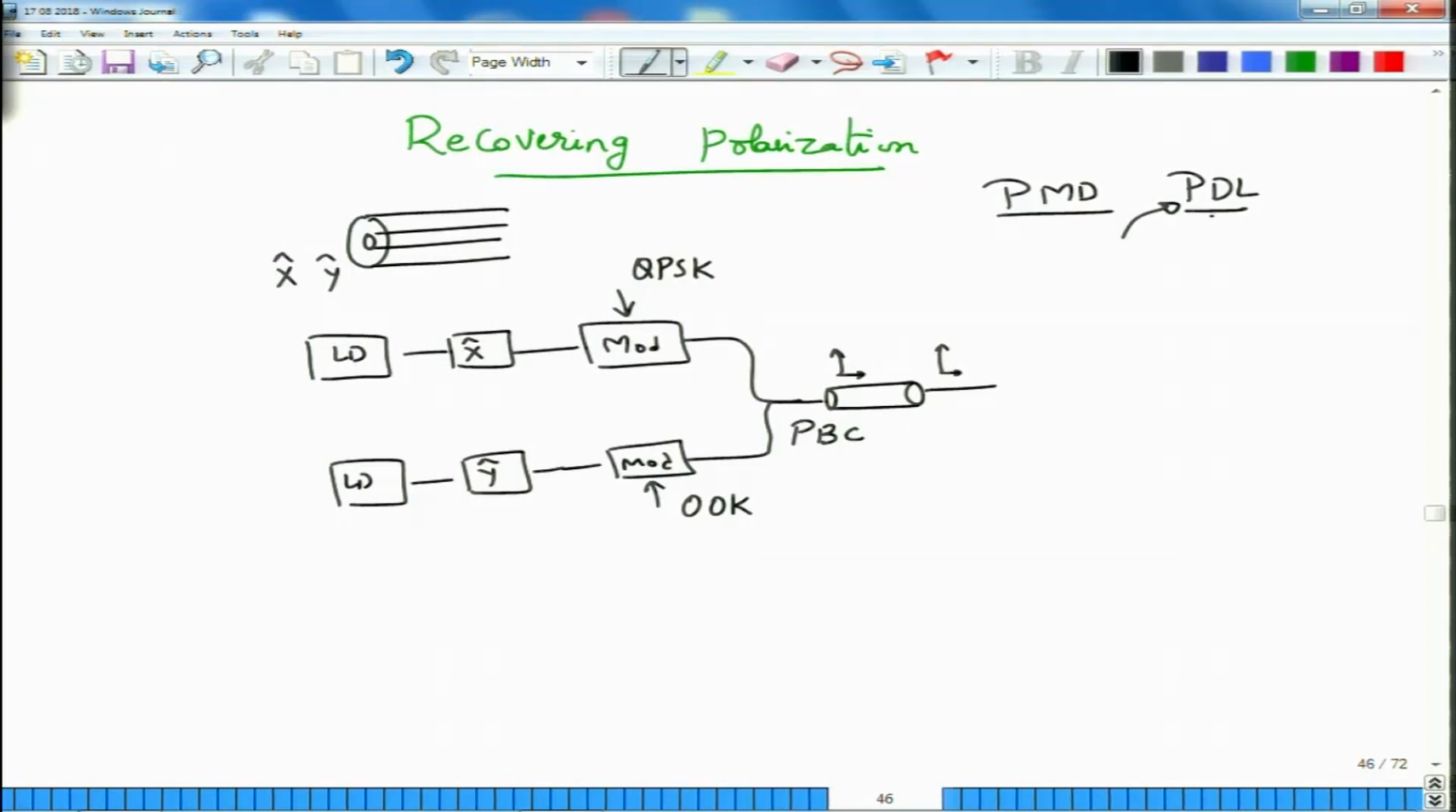Because of this polarization dependent loss, you are not sure how much to amplify the X polarization and how much to amplify the Y polarization, because these values actually change, which forces you to track the polarizations, for which you should at least be able to recover the polarization of the signals, measure the intensity, and then use some sort of a feedback system in order to track the polarization dependent loss that you are experiencing as a function of time.